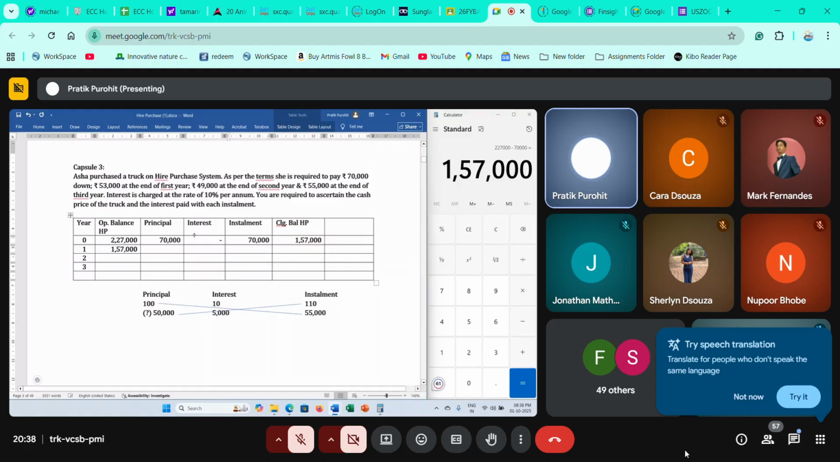Then you are making an installment. Now this time we don't know how much is principal, how much is interest, but we know how much installment we are paying. At the end of the first year it is 53,000, so you write that 53,000 here. You subtract that 53,000 from your hire purchase price because you have paid that. So outstanding balance of hire purchase becomes 104, which you write here. Now you transfer this 104 over here.